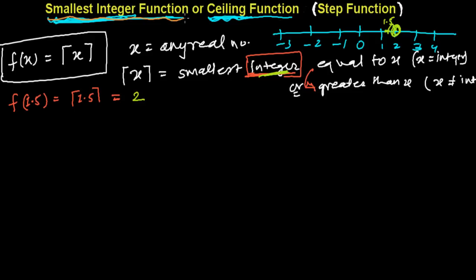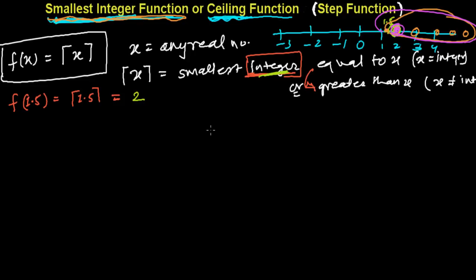In this way you can understand the smallest integer function. If you look greater than 1.5, there is a huge number of integers: 2, 3, 4, 5, 6, and so on, a lot. But among all those integers, the very smallest integer is 2. So the smallest integer for 1.5 will be 2.